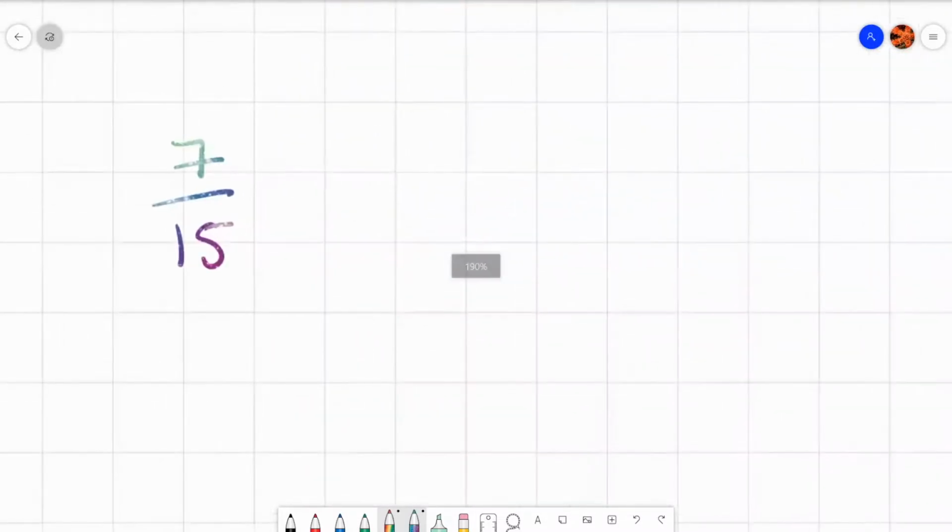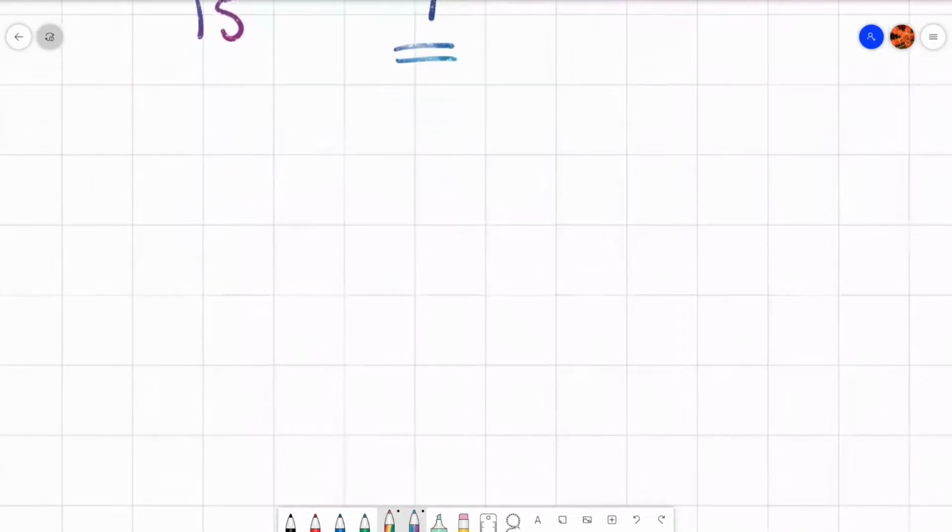Okay, again, remember, it's just flipping the number over. That will become 15 over 7. So the reciprocal of 7 over 15 is 15 over 7. Let's have a look at another example.